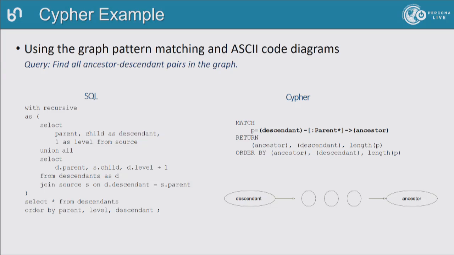But in Cypher, this kind of relationship can be expressed in an intuitive form like this. The graph pattern is described using an ASCII code diagram. So it is much easier to read and understand the meaning of the Cypher query than the SQL query.